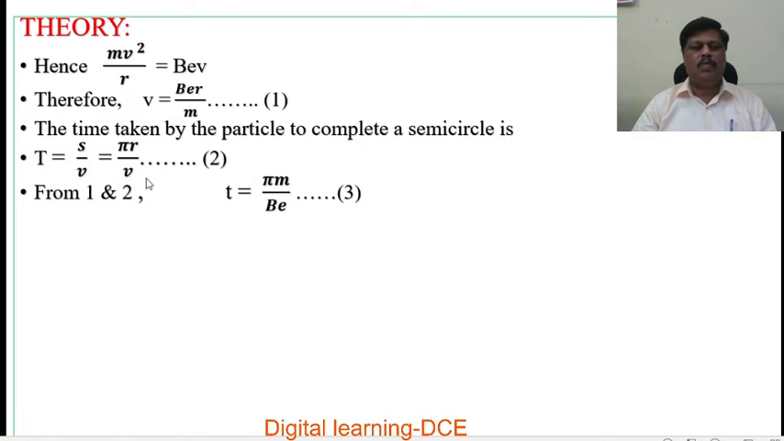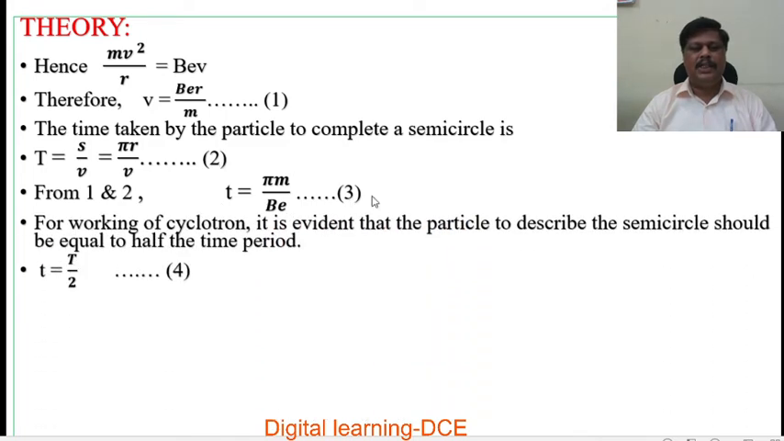From equation 1, we get T is equal to pi m by Be. From equations 1 and 2, we get the expression for T is equal to pi m by Be. Call this equation 3. For the working of a cyclotron, it is evident that the time the particle takes to describe the semicircle should be equal to half of the time period, as I explained in the last slide. That is, time taken is equal to half of the time period, meaning T by 2.